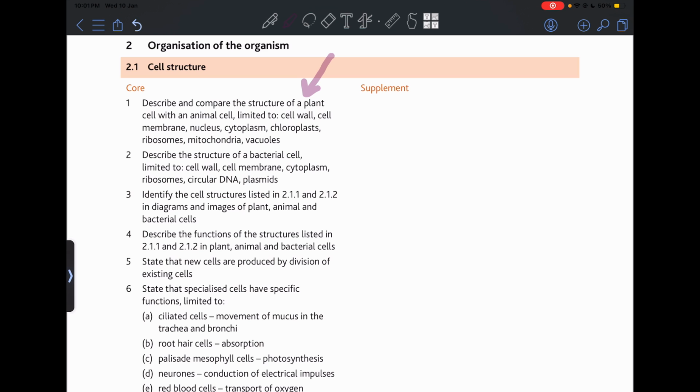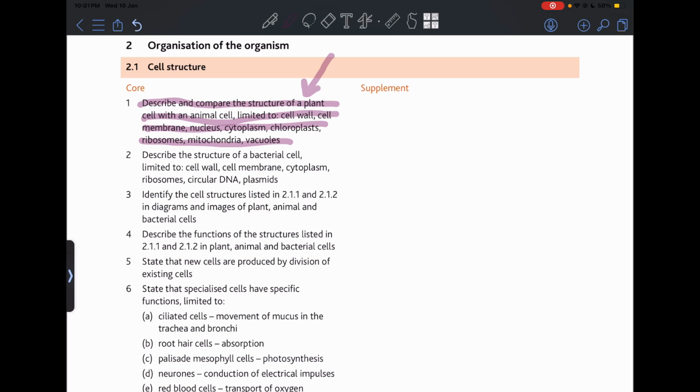So you have to know that plant and animal cells have organelles. Organelles are cell wall, cell membrane, nucleus, and everything that is written down over here. You have to know all of them, and you have to know that they even exist. So let's move on to number 2.